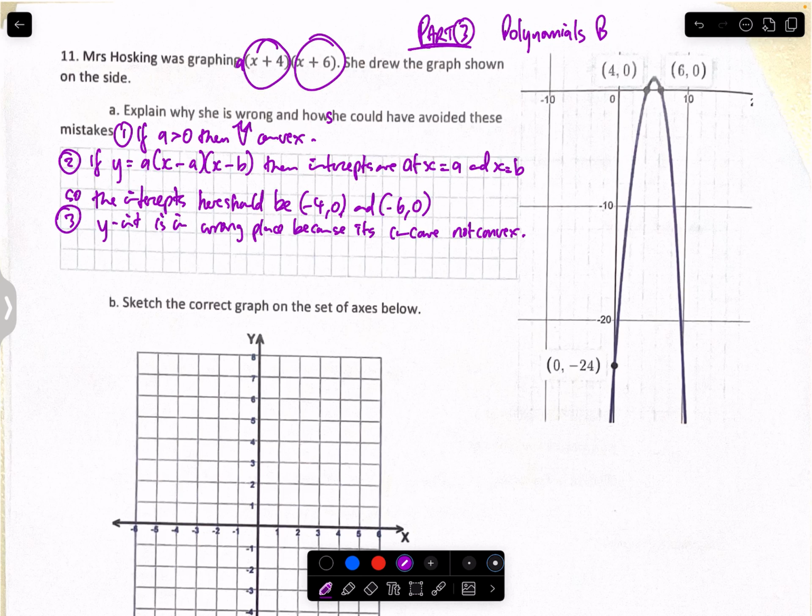How could you avoid these mistakes? Review how quadratics work in intercept form.